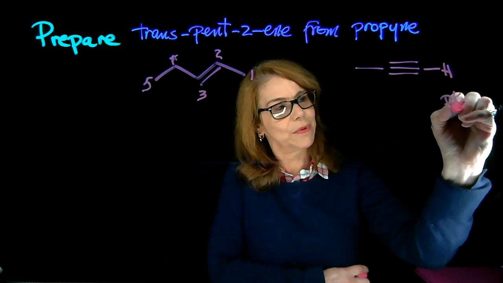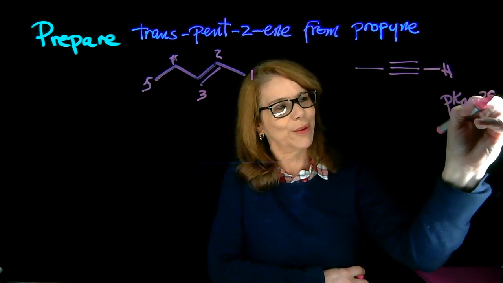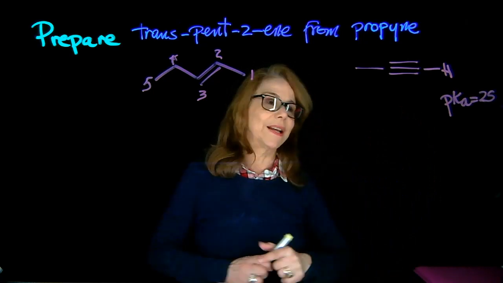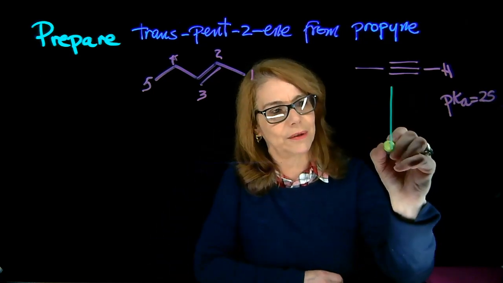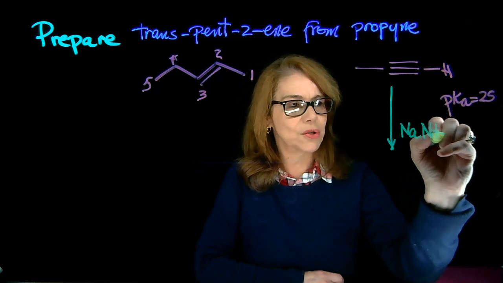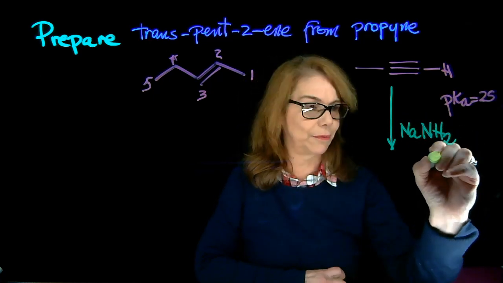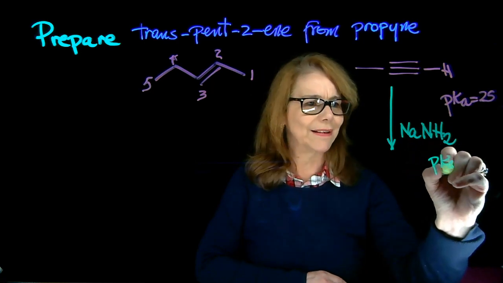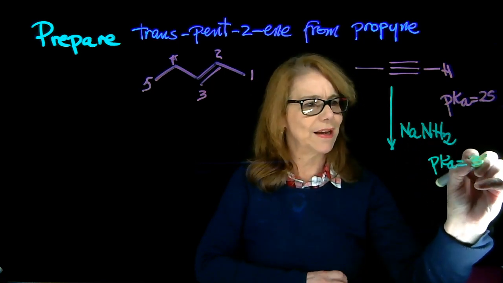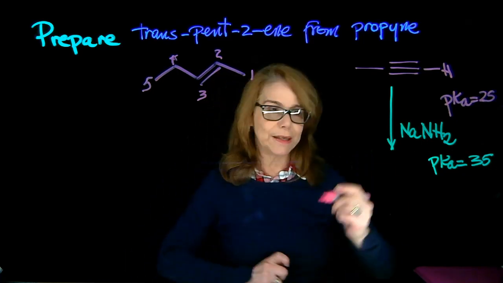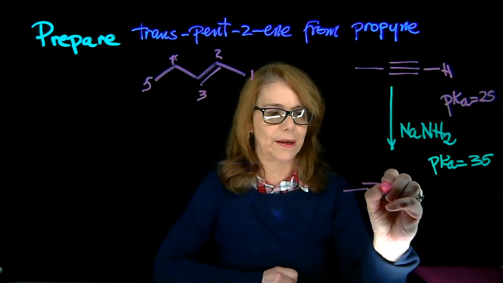And just to remember, it's always good to remember those pKa's. The pKa is 25, and we're going to use an acid-base reaction. Again, as in other examples before, we're going to use sodium amide, a very strong base; the pKa of ammonia, its conjugate acid, is 38. So it's capable of removing that. So the first step is forming the anion here.